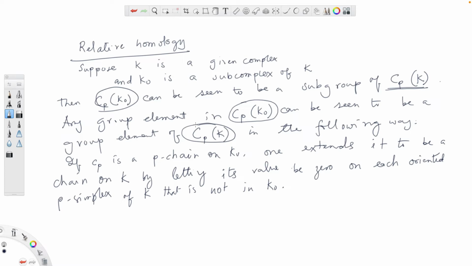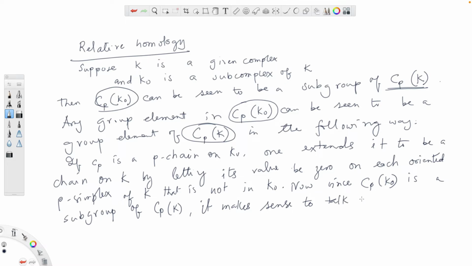Now, since Cp of K0 is a subgroup of Cp of K in the above mentioned way, it makes total sense to talk about the quotient group Cp of K modded out by Cp of K0. One can talk about this quotient group.